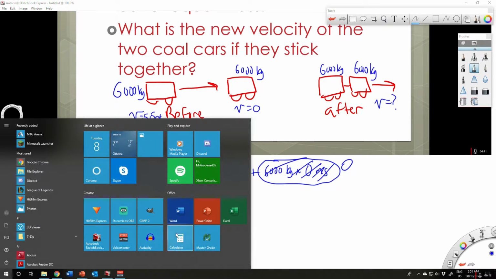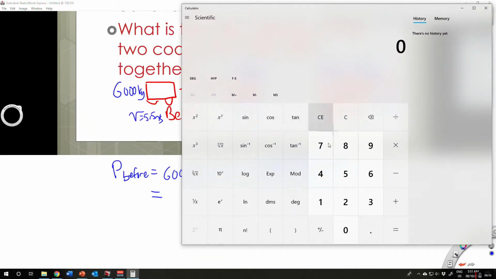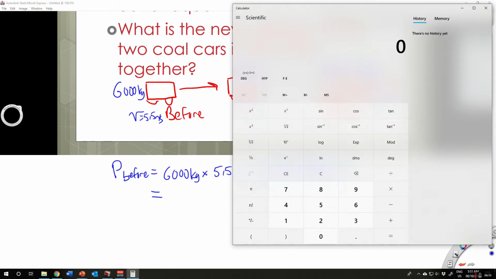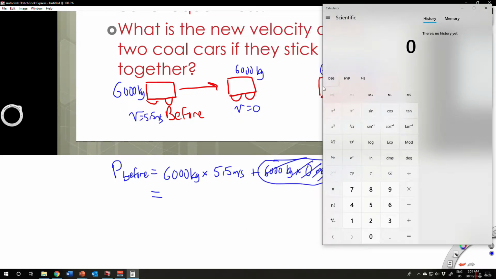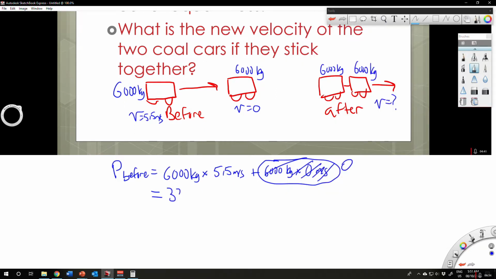Okay. All right, so calculating this, let's pull out my calculator. So 6,000 times 5.5, got 33,000. And momentum again has a strange unit of kilogram meters per second. Okay, that's the momentum before the collision.